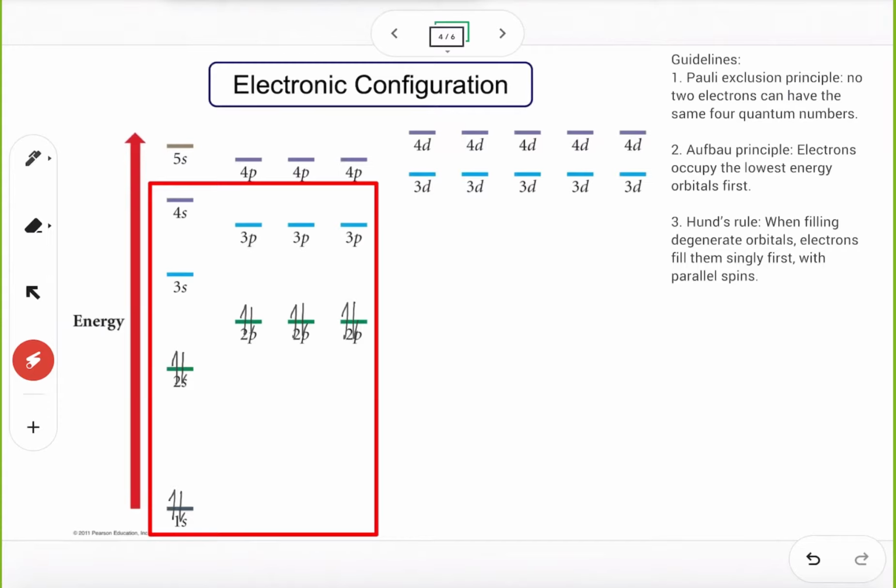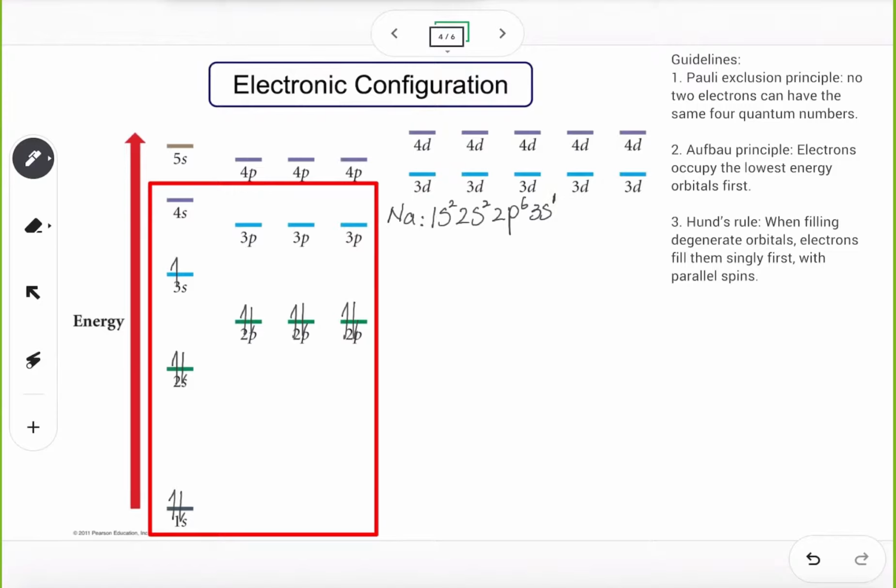Welcome back, folks. Let's work on the next 10 elements. Okay, next element would be sodium. 11 electrons. So for the 11th electron, you should be on the 3s orbital. The full electronic configuration for sodium: 1s2, 2s2, 2p6, 3s1.